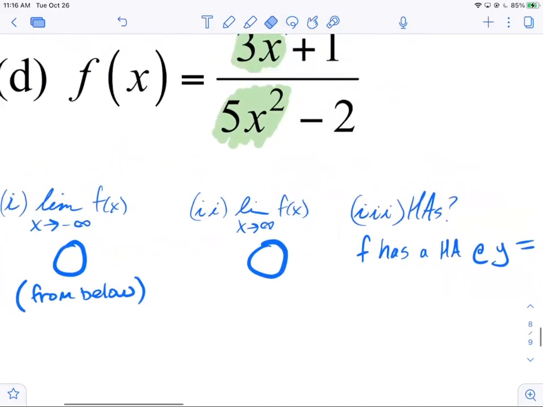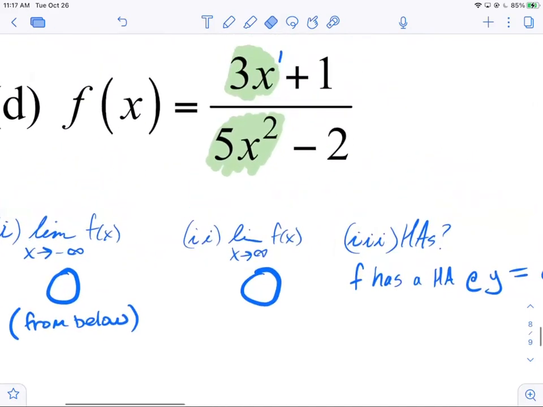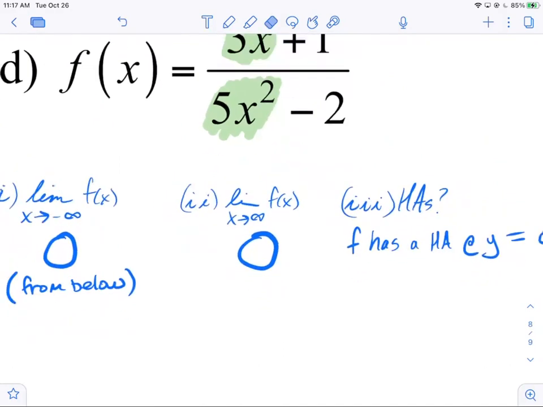And then as we go to the right, is it approaching from above or below the x-axis? Well, we already know it's going to 0. Just plug in a positive number, because we're going to positive infinity, into the leading terms. Positive times 3 is positive. Positive squared is positive, times positive 5 is positive. Positive divided by positive is positive. So we're going to have positive y values as we go to the right. So this is approaching 0 from above.